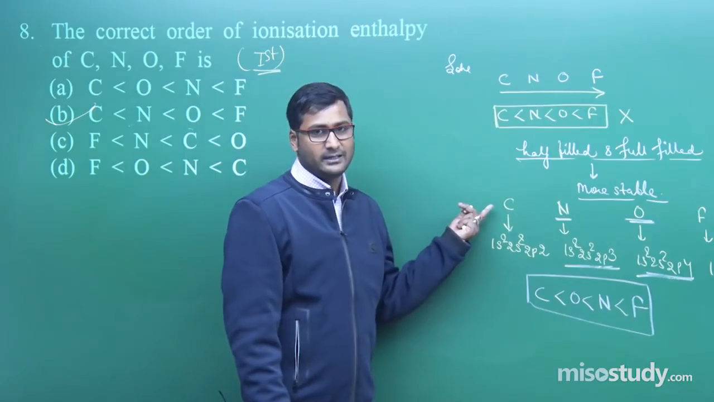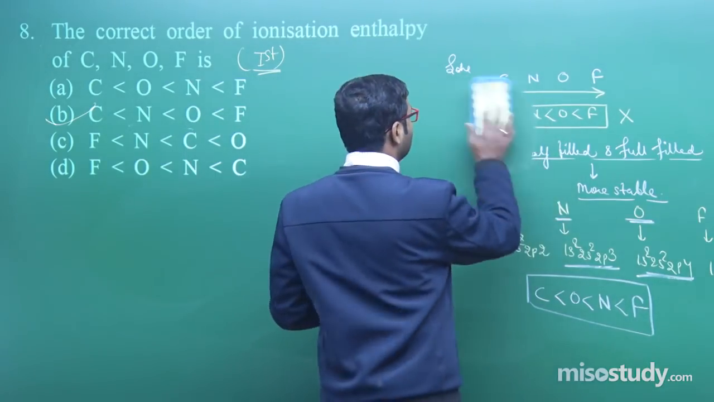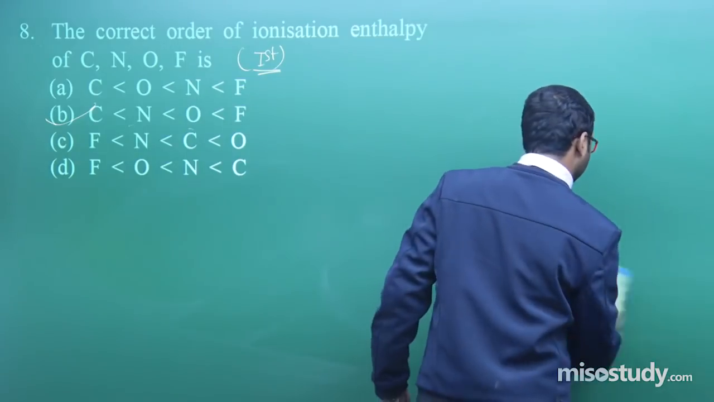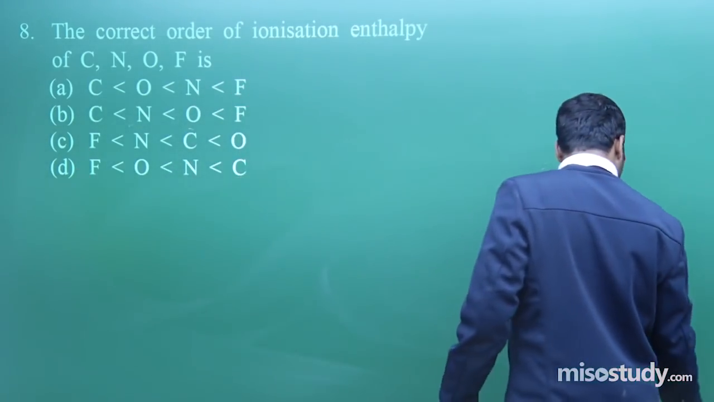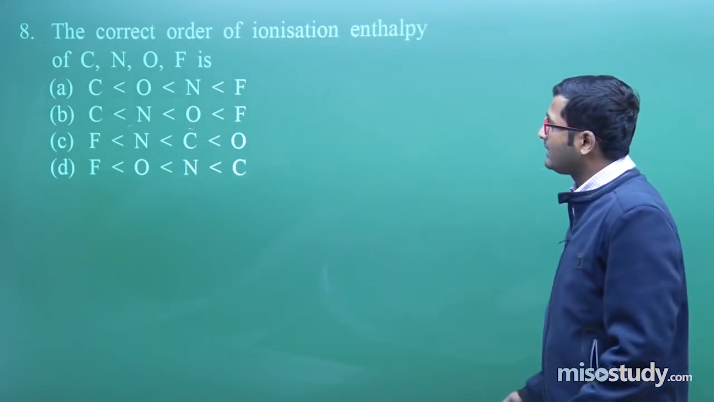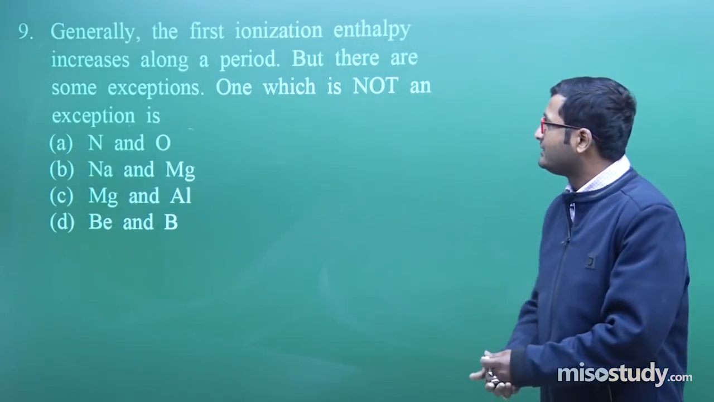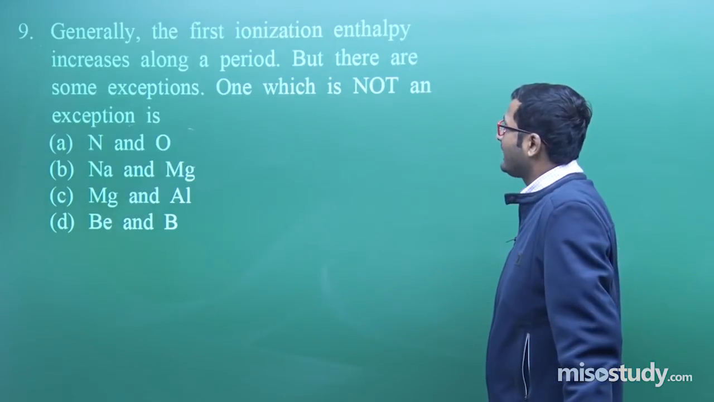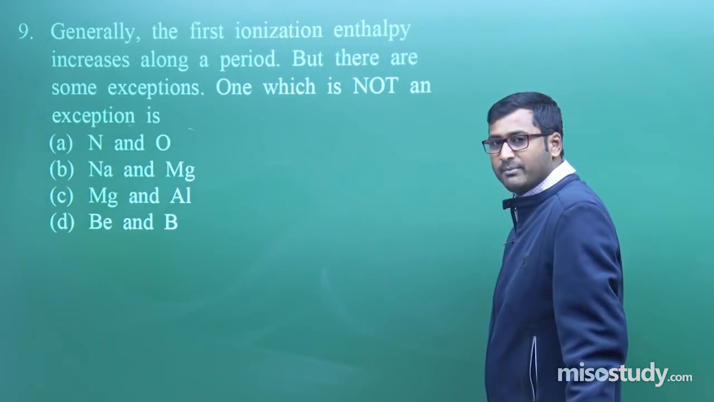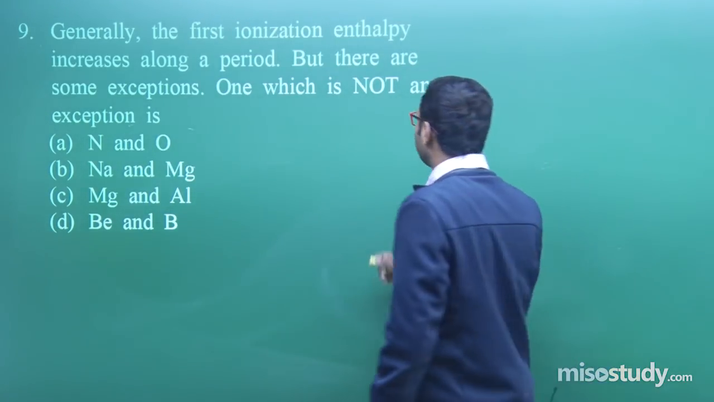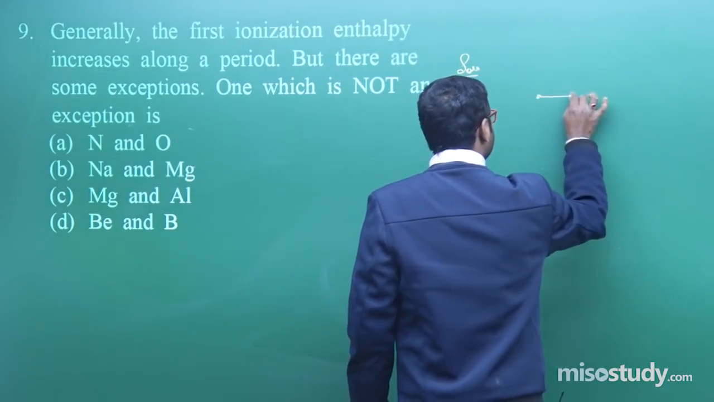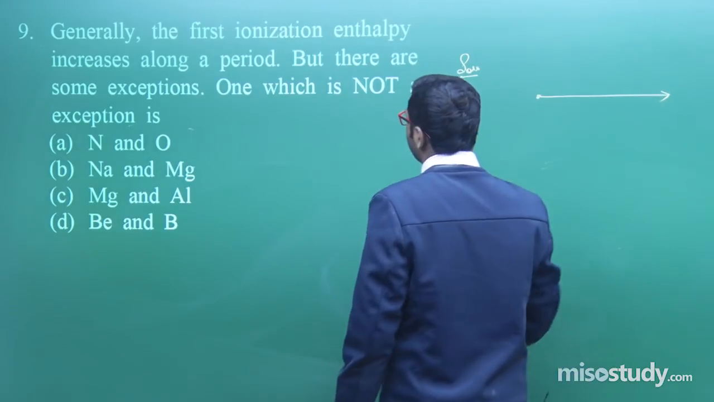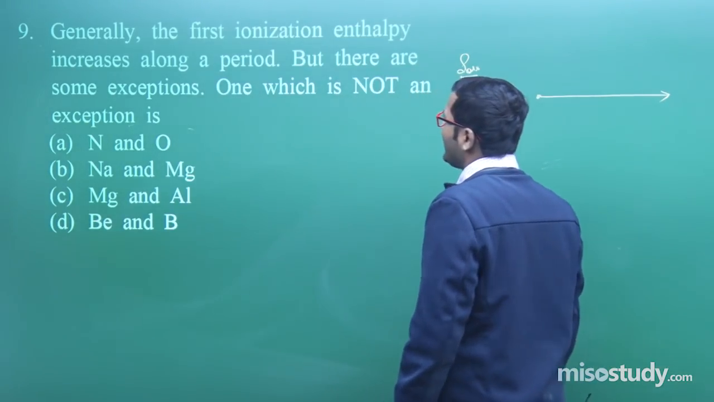Yes, sir, definitely. Now let's move to the next question. What is the next question here? That is question number 9. Read the question carefully. Generally, the first ionization enthalpy increases along a period. What I'm telling is, generally the first ionization energy increases along the period. But there are some exceptions.